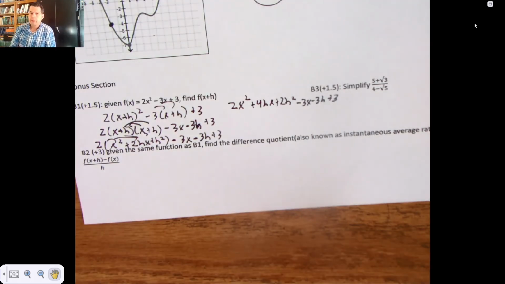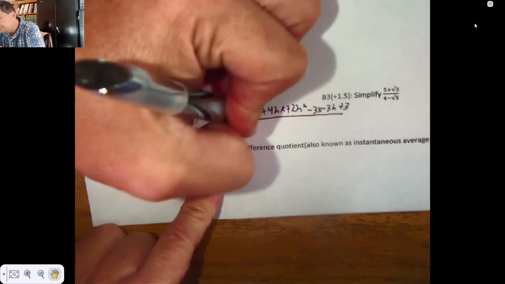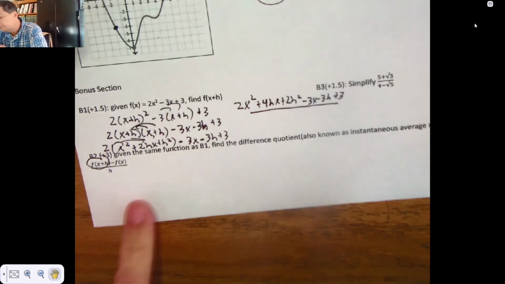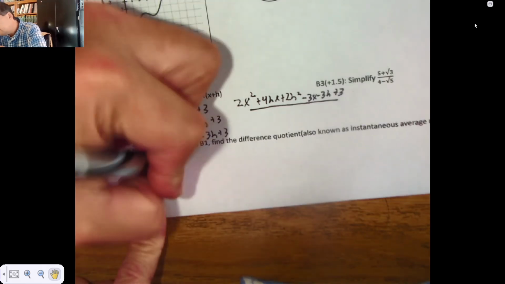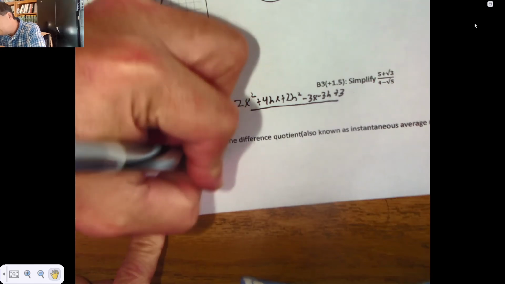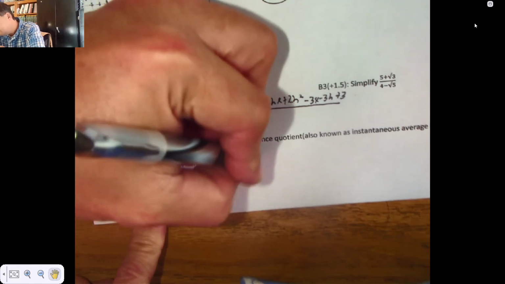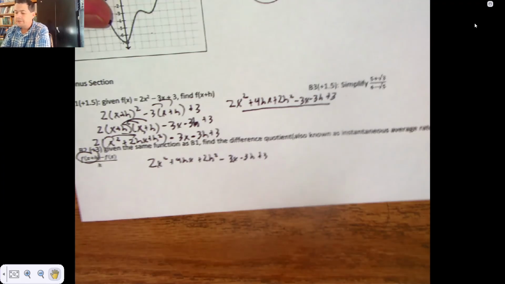Bonus 2. Given the same function as bonus 1, find the difference quotient, which is also known as the instantaneous rate of change, which is also known as the derivative in calculus. f of x plus h minus f of x, both pieces over h. Now the nice thing is by the time you've done bonus 1, you've done most of the work for bonus 2. And bonus 2 is worth 3 points. So I'm going to take all of this, it goes right there. 2x squared plus 4hx plus 2h squared minus 3x minus 3h plus 3 is this take away f of x.